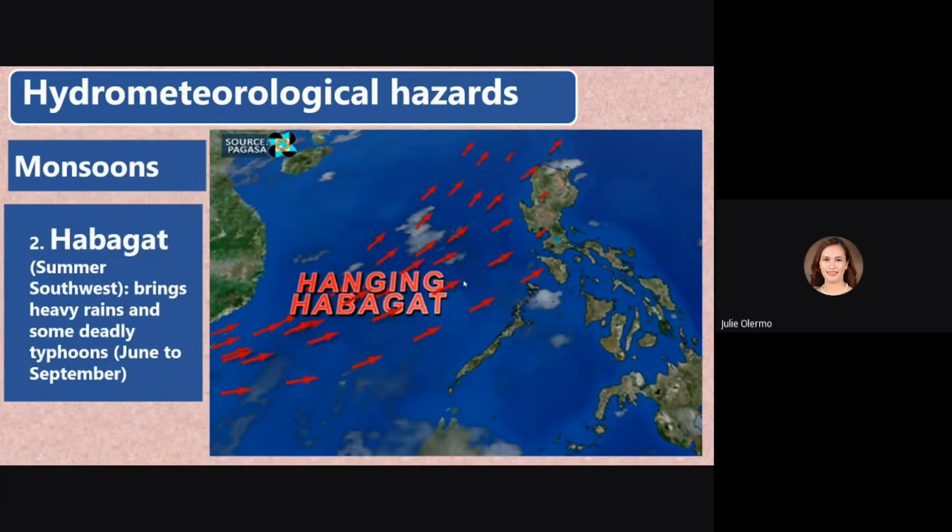It is locally known as habagat, which occurs within June to September or May to October in other references. The prevailing wind in this area here is habagat, which brings heavy rains and some deadly typhoons.